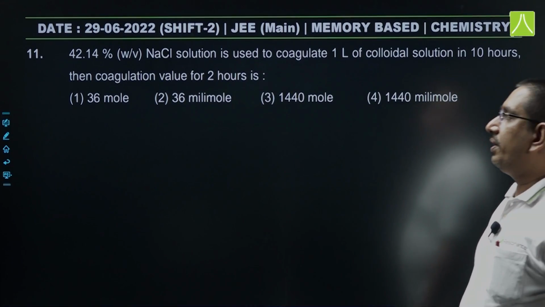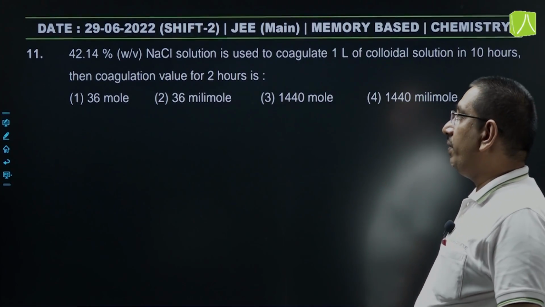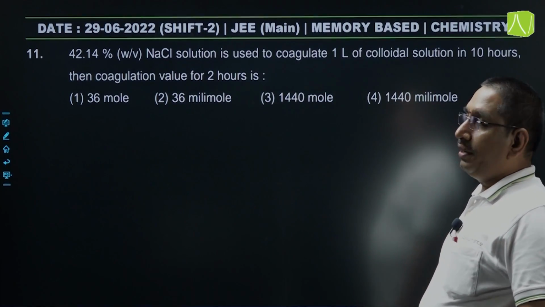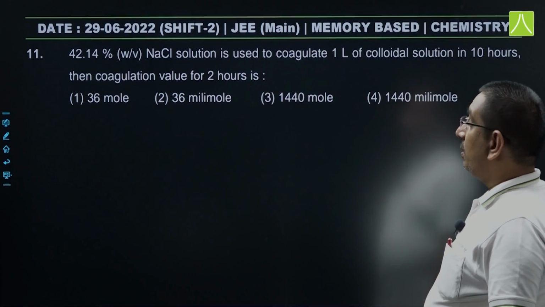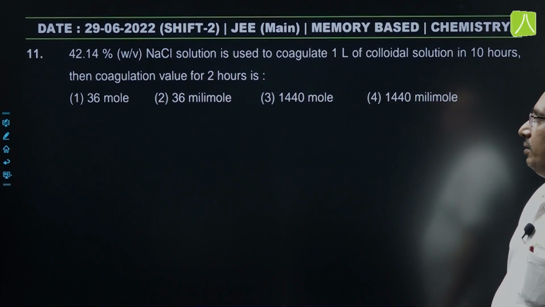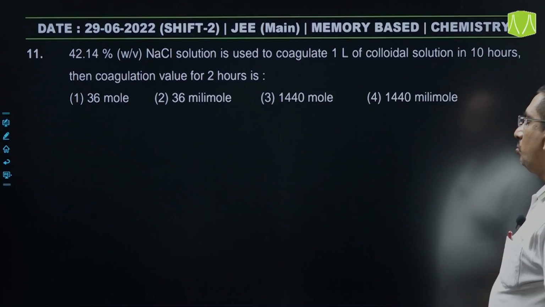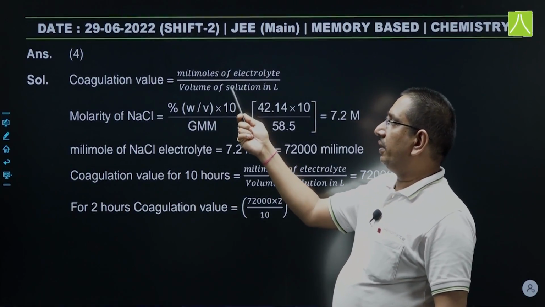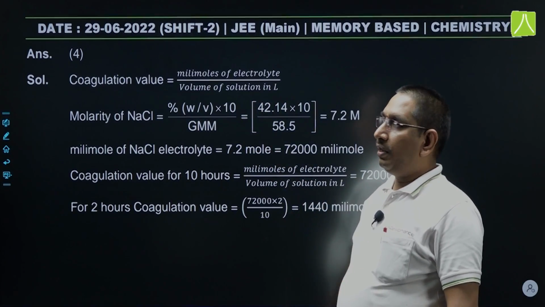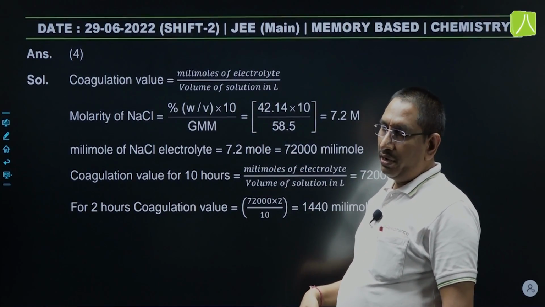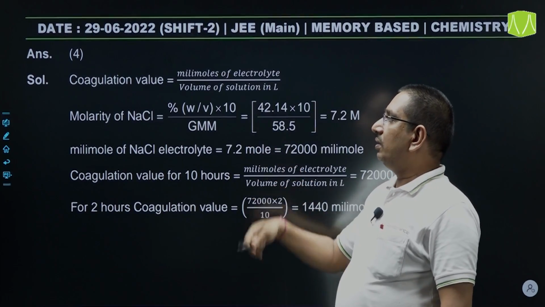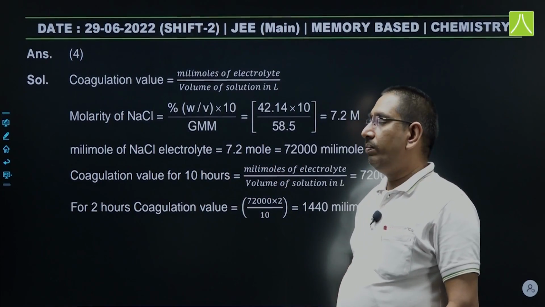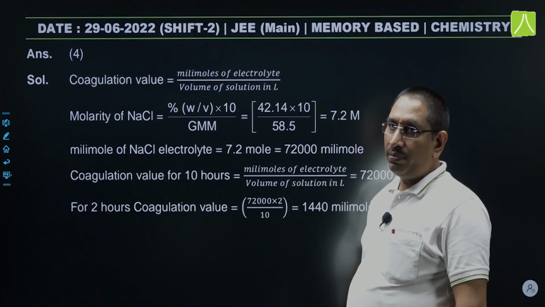Next question, 42.14% weight by volume NaCl solution is used to coagulate 1 liter of colloidal solution in 10 hours. Then calculate the coagulation value for 2 hours. So, इसमें पहले हम coagulation value कैसे calculate करेंगे? It is calculated by taking number of millimoles of electrolyte upon volume of solution in liters. So, इसमें पहले हम electrolyte क्या ऐड कर रहे हैं? NaCl, इसकी weight by volume percentage दिया है.